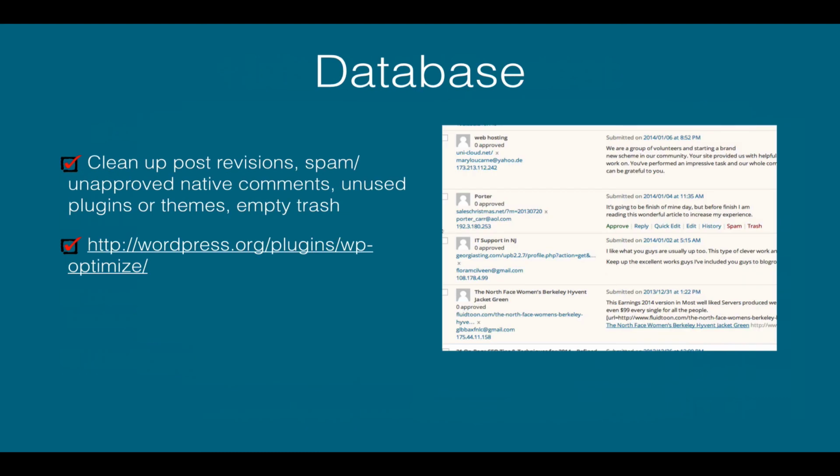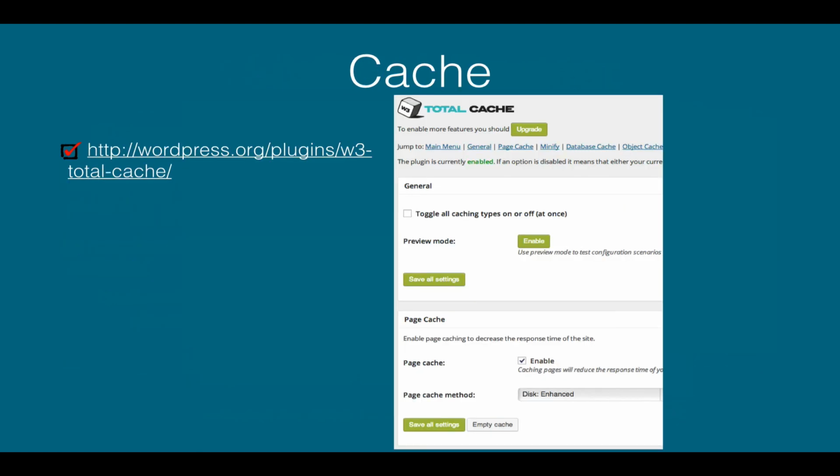Database cleanup looks like you could go to WP-Optimize. This gets rid of post revisions, spam, scam kind of material, any sort of unused plugins or themes you want to clear out, and also empty the trash can. Just because you put it in the trash can doesn't mean the garbage man came to get it, so you need to go empty the trash can. All of these extra things clutter up your database and make your site load slower, so fix that one up.